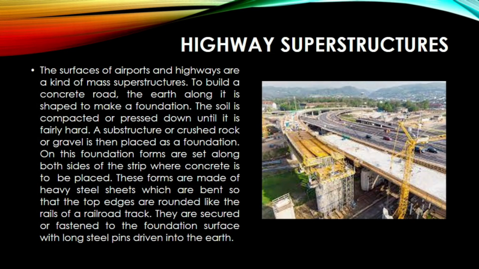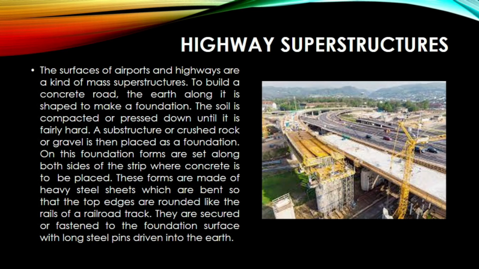Now, let's go to the highway superstructure. The surfaces of airports and highways are a kind of mass superstructure. To build a concrete road, the earth along it is shaped to make a foundation. The soil is compacted or pressed down until it is fairly hard. A substructure of crushed rock or gravel is then placed as a foundation.